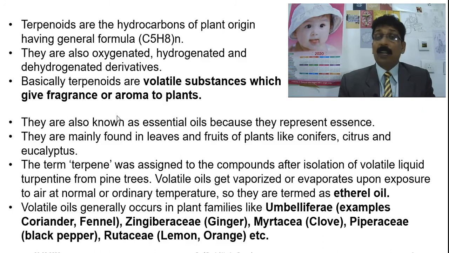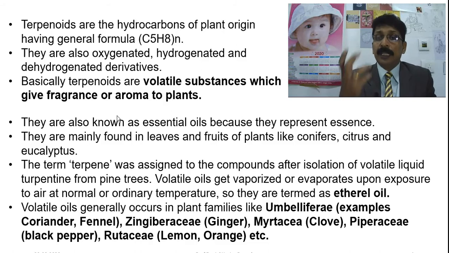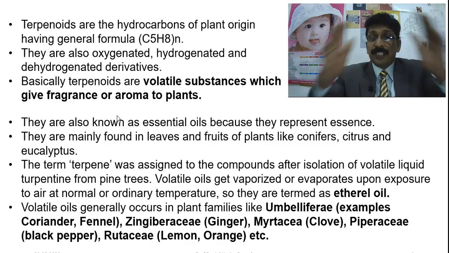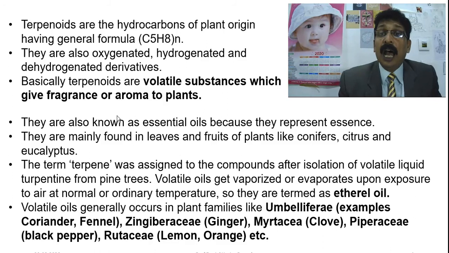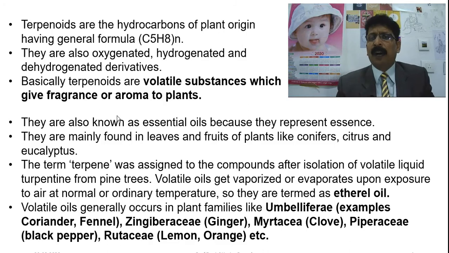In some cases they are called ethereal oil also, because they evaporate very fast like ether. So ethereal oil also they can call. And you can say they are mainly found in leaves and fruits, plants like conifers, citrus and eucalyptus. The term terpene was assigned to the compounds after isolation of volatile liquid terpenes from pine trees.